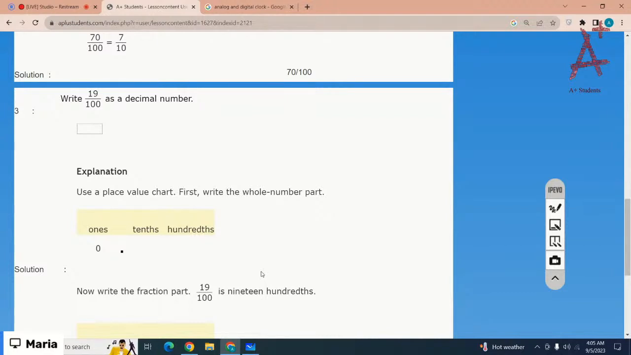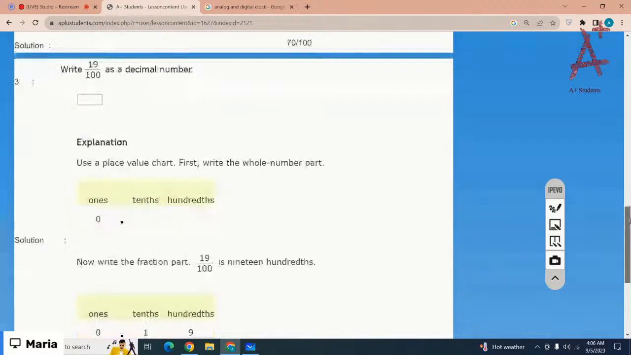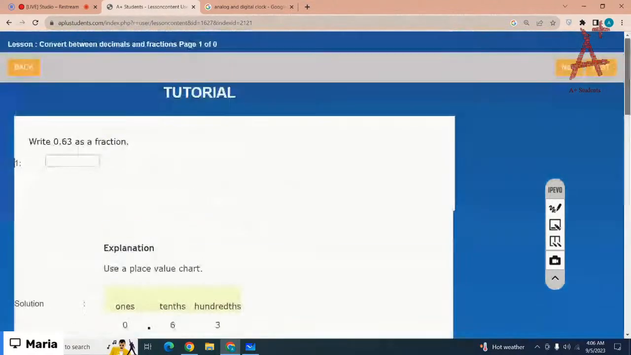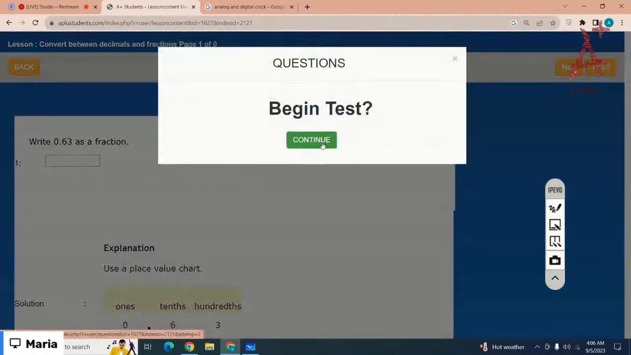What you have to do, you just have to see that 19 is a two digit number, right? So how do you write? That means you have to write two digits right after the decimal point. It would be 0.19. You have to move the decimal point from here to here, so it would be 0.19, right? Let's just start with the test questions.